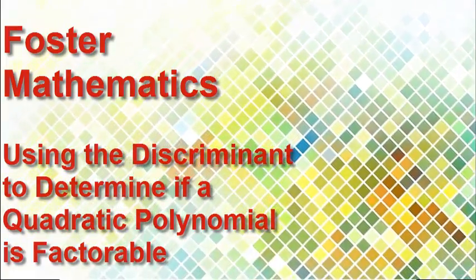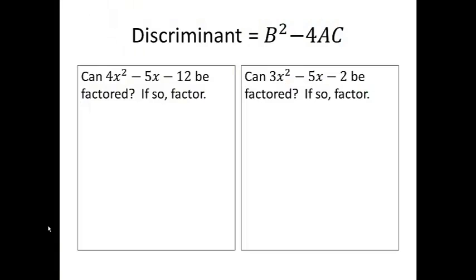In today's lesson, we're going to determine if a quadratic polynomial is factorable or if it's prime. If it is factorable, then we're going to factor it. So let's take a look at our very first example, 4x squared minus 5x minus 12. In order to determine if something is factorable, instead of doing the entire quadratic equation, we're just going to calculate the discriminant, or b squared minus 4ac.